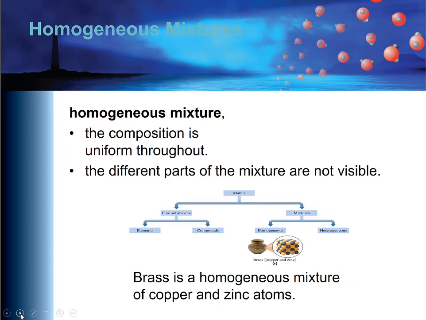We have two kinds of mixtures. We classify those as either homogeneous or heterogeneous. And if it's going to be homogeneous, that means it looks the same throughout. So we can't distinguish the different parts from each other. It just looks all the same. An example would be brass. Brass is a homogeneous mixture, and it has copper and zinc, but it's all mixed together and all looks the same.